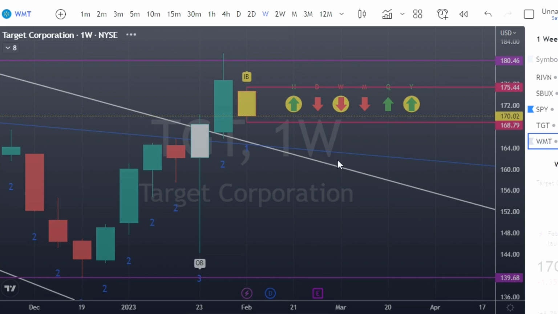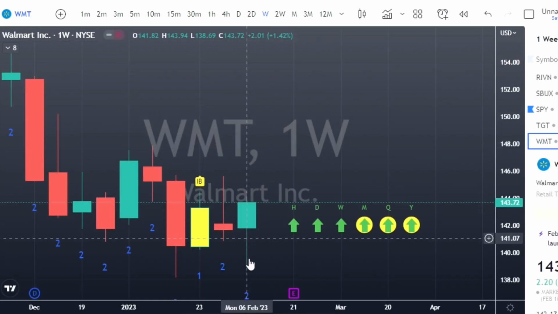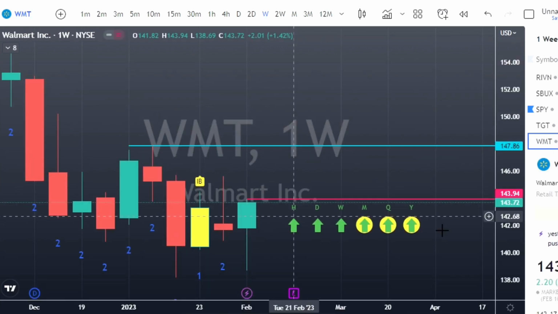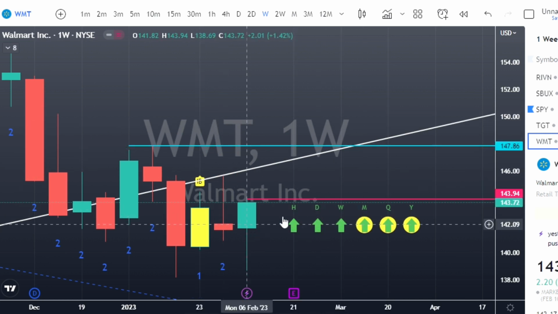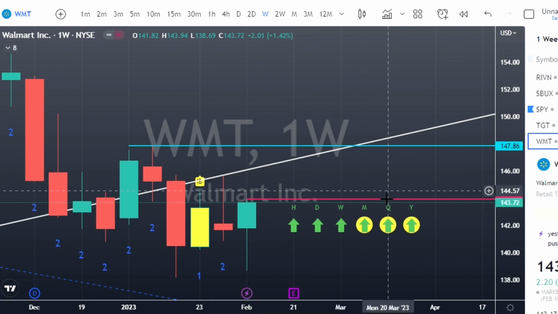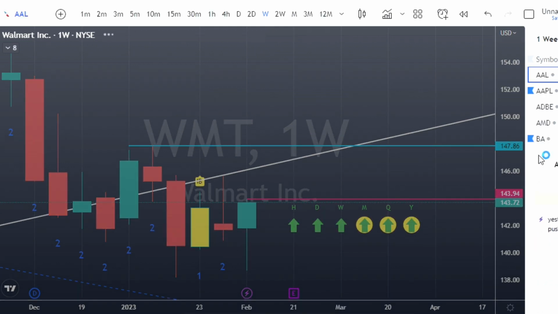And Walmart, WMT, 2 down green, close to a hammer candle. We've got really nice time frame continuity. We're looking to go 2 up on the month here. So calls at 143.94 on Walmart.